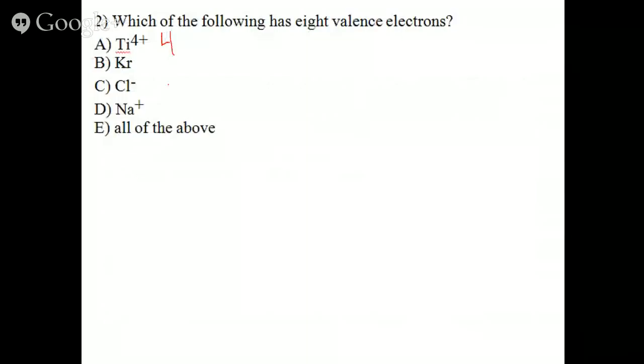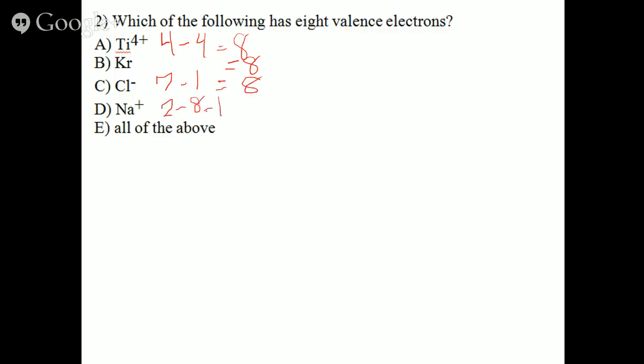All right. And then it lost 4. So now it's down to its full shell of 8. Krypton, noble gas, has 8. Chlorine, minus means it gained 1 electron, started with 7, gained 1 more, so it has 8 now. And a plus was 2-8-1. That +1 means it lost that last one. Look at that, all of them have 8 valence electrons.